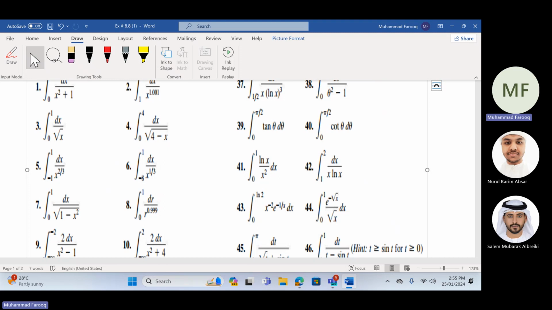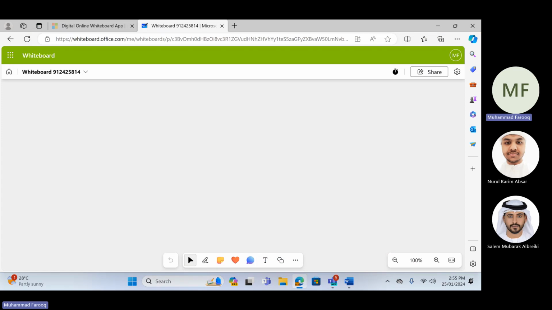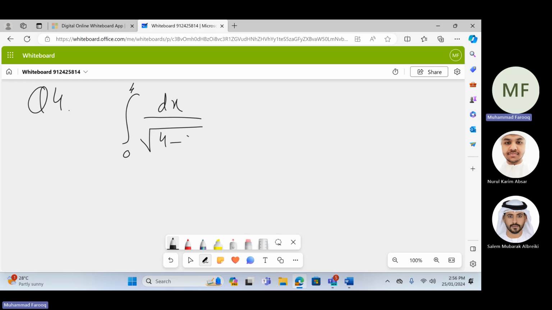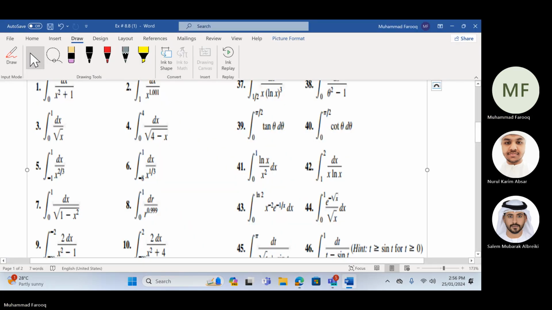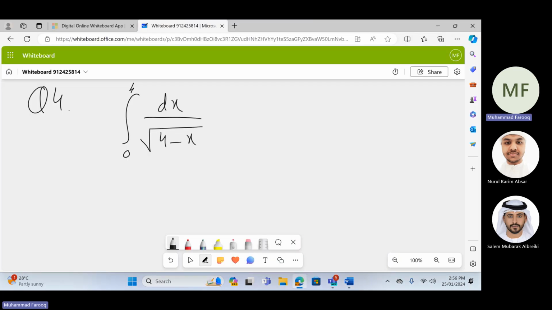So start now, please. Question 4, 0 to 4, please. So 0 to 4 is the limit. The integral of dx divided by square root of 4 minus x. Good. So apparently it looks like a very normal question, and we can go and put the limit. But the problem is that this is improper because these limits are not making sense. Putting the upper limit 4 here, it becomes undefined.